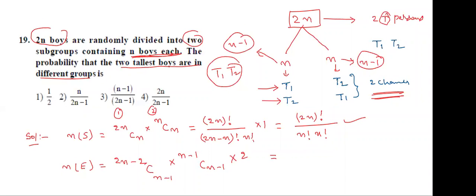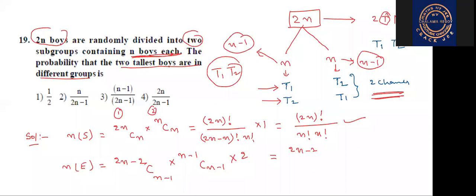Now calculate this. 2n minus 2 C n minus 1, that is 2n minus 2 factorial divided by, apply the nCr formula, we get, in the denominator, n minus 1 factorial into n minus 1 factorial. Then n minus 1 C n minus 1, that is 1, into 2.